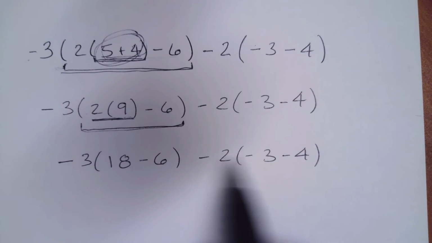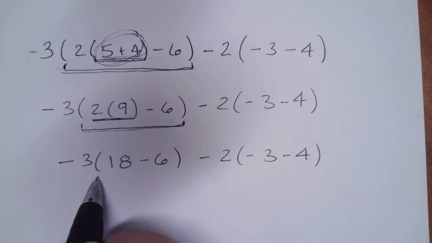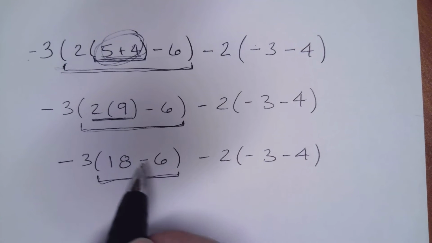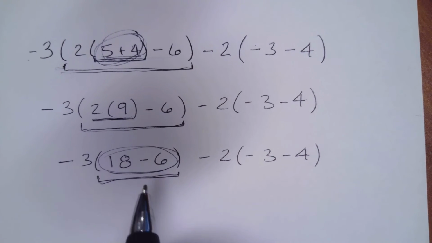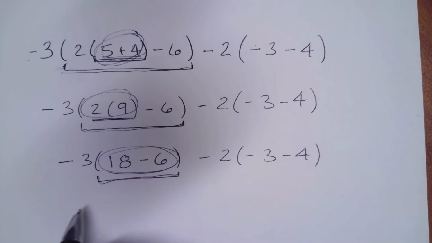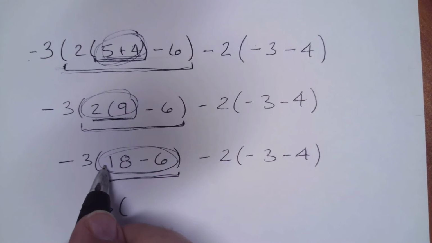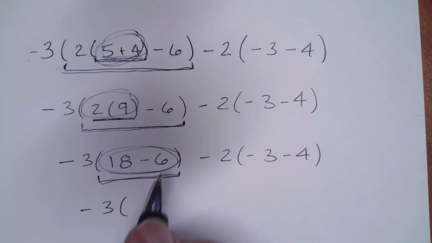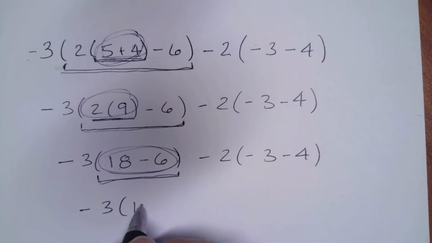Repeat the process. Read left to right. Are there any special operations? Yep, here's a parenthesis. We can do inside there. So we have to do this next. 18 is positive, 6 is negative. Is the answer positive or negative? Positive. 18 minus 6? 12.